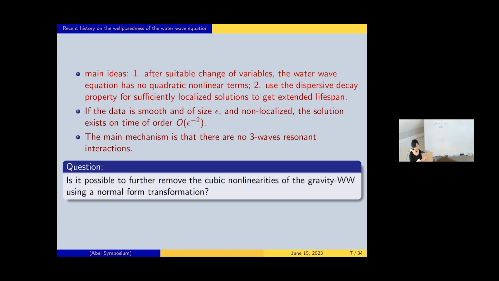And for 3D, this is because the decay rate for 2D is 1 over square root t. For 3D, the decay rate is faster, it's 1 over t, so you can get global in time. Okay. But as I said, in order to get global for 2D water wave, you have to use modified scattering. Okay.